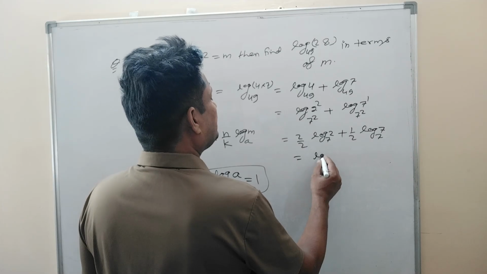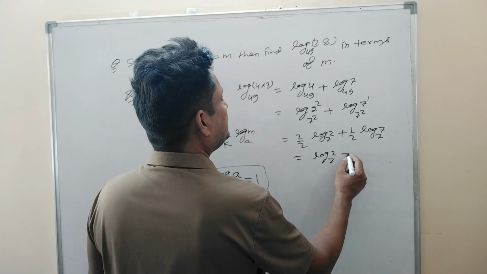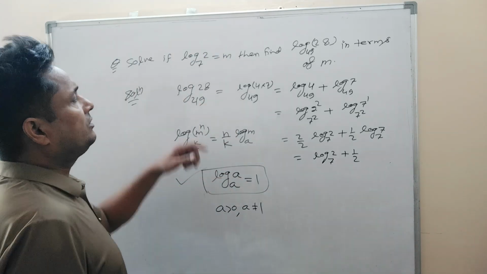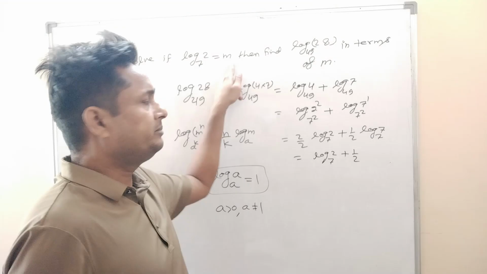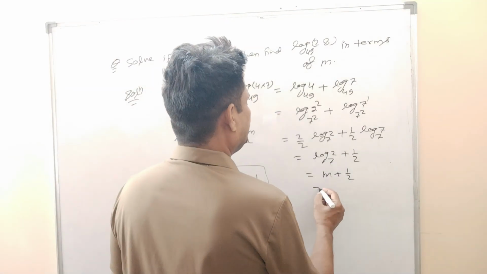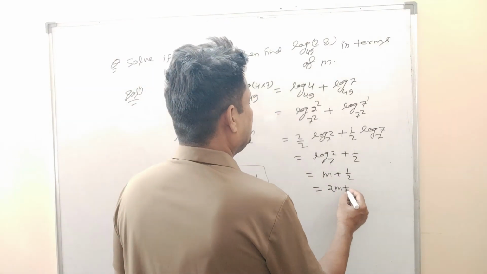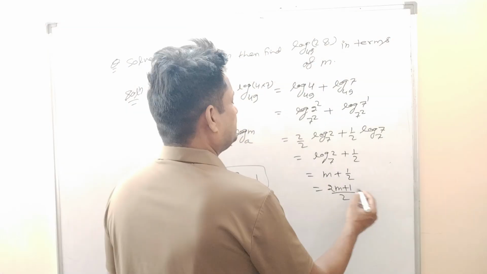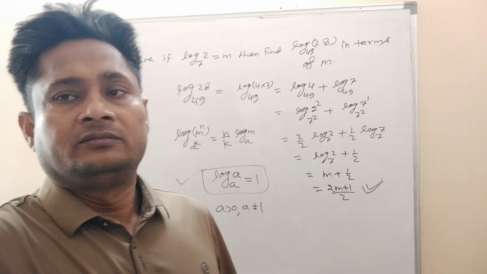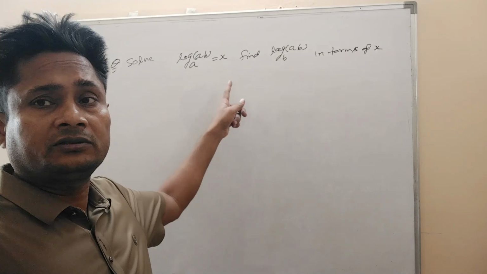So this is equal to log of 2 base 7 plus 1 by 2. And log of 2 base 7 is m. So this is equal to m plus 1 by 2. That means its answer is (2m plus 1) by 2. So this is our answer in this case.